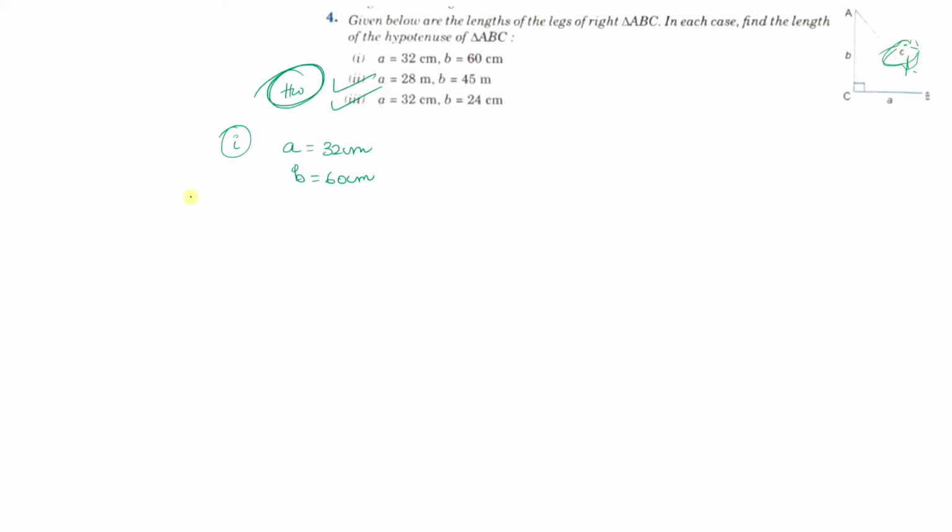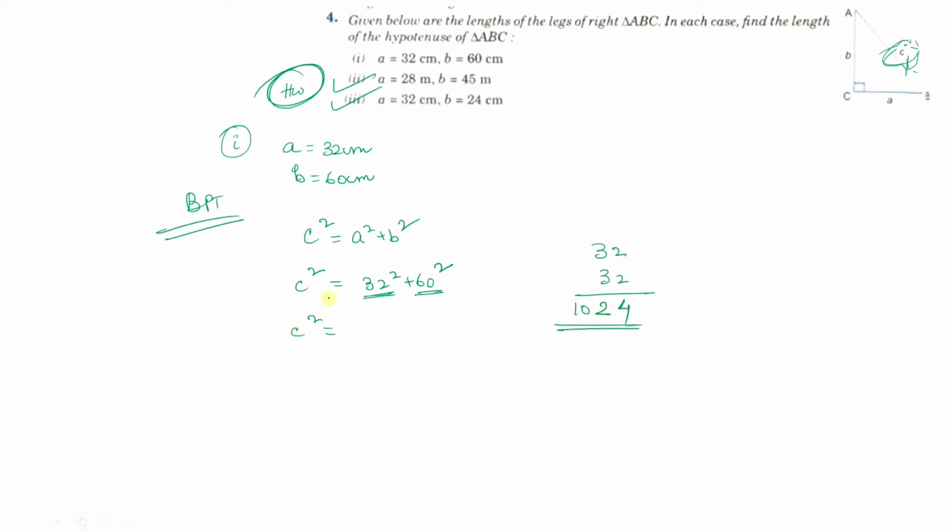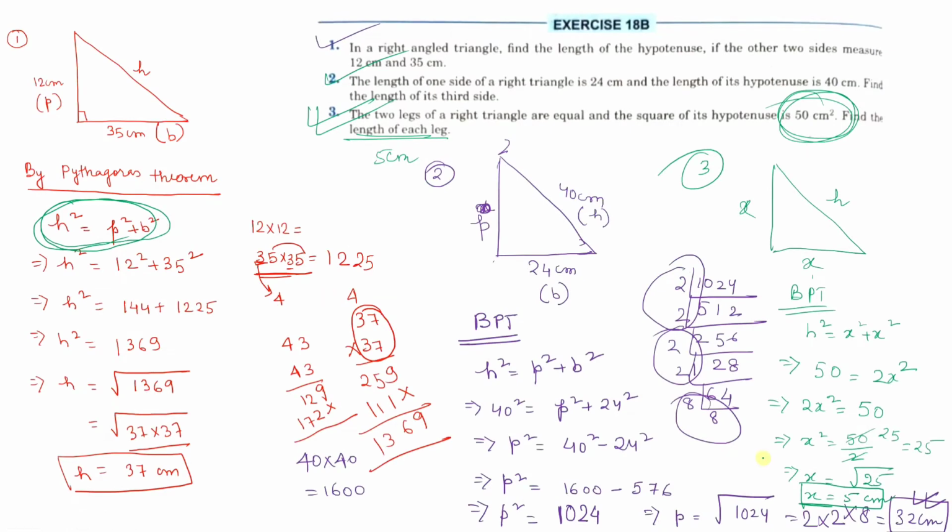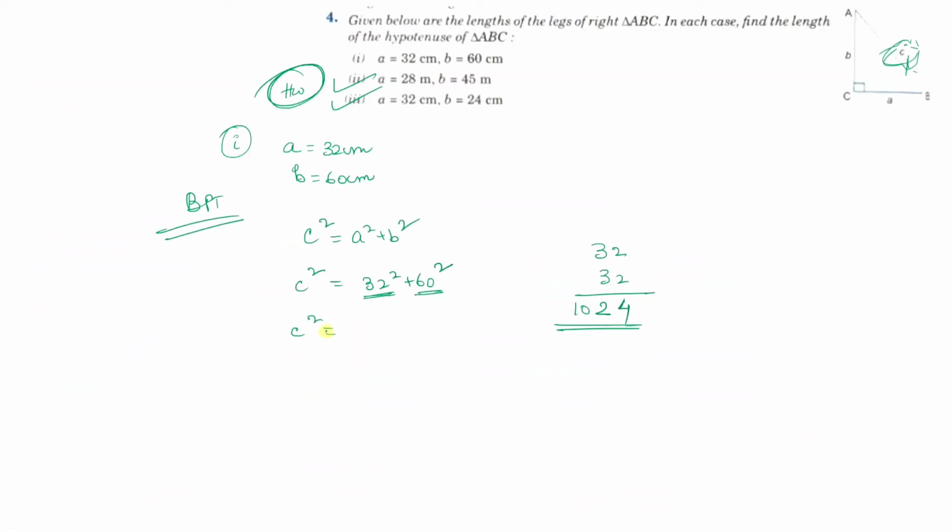So by Pythagoras theorem, it will be C square is equal to A square plus B square is equal to 32 square plus 60 square. So from here you have to find the value of C. First find the value of 32 square, then 60 square. 32 square means 32 into 32, 2 twos are 4, 12, 1024. Okay, in the last slide we have calculated it, right? Yes, here 1024. So the value of 32 square is 1024, and 60 square will be 3600.